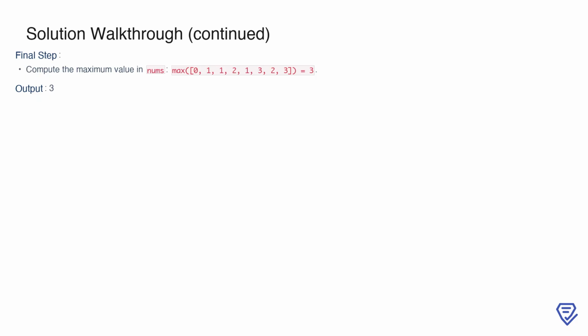To wrap up this example, we now compute the maximum value in the final nums array, which is 0, 1, 1, 2, 1, 3, 2, 3. Among all the elements, the maximum value is 3. Therefore, the output for n equals 7 is 3. This example demonstrates the way the array evolves based on the even and odd indices and how the final maximum value is derived from the completed array.